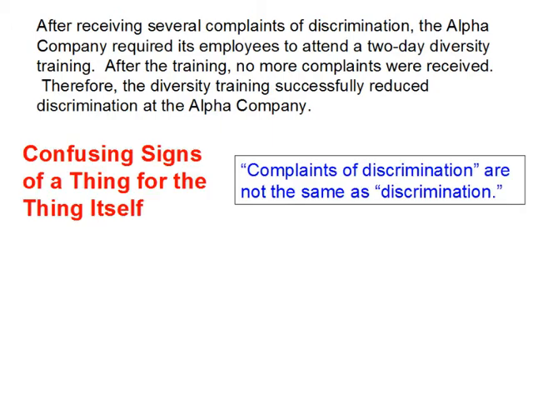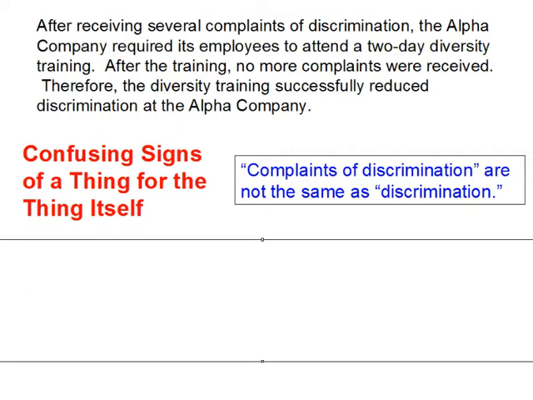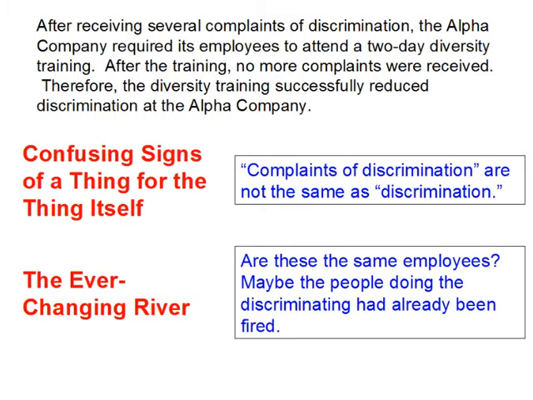So we lump this into a category called confusing signs of a thing for the thing itself. So we say reduced discrimination. The only evidence we have is that complaints of discrimination have been reduced. And of course, there's always the idea that, wait, how do you know those are even the same employees? We did a survey before, we did a survey after the training, but maybe all the discriminating people had already quit or been fired and left, were gone.